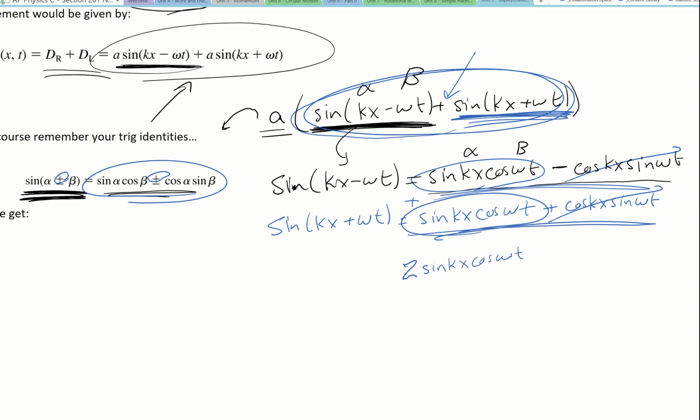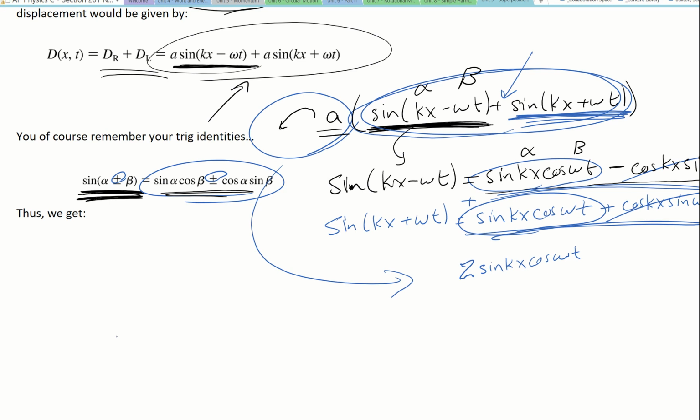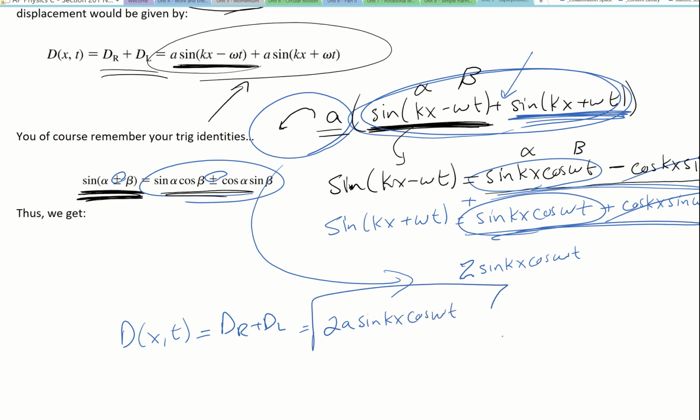Now don't forget, what did I factor out at the very beginning? I still have extra amplitude, which I need to bring in. So all of this boils down to this wonderful disaster that is d of x comma t. This function, which represents the resulting superposition for the two functions, this displacement function representing dr plus dl, ends up being 2a sine of kx cosine of omega t. So here is my resulting function.